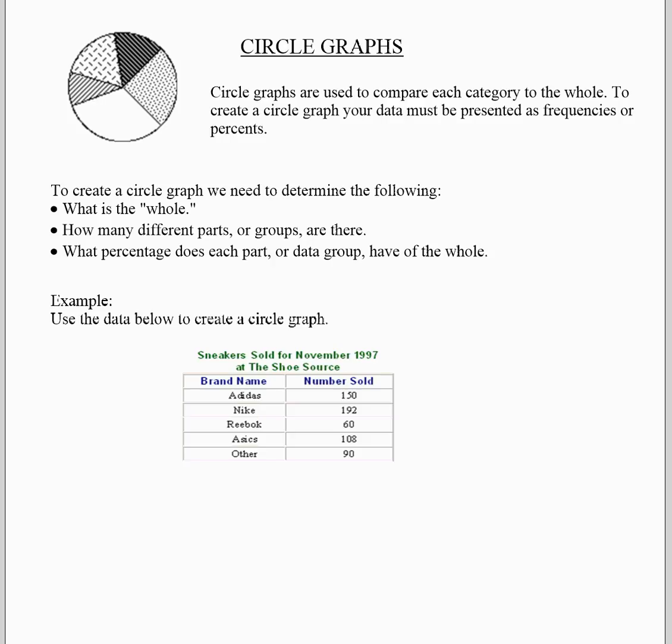And it's split into different segments or parts, and sometimes the circle graph is known as a sector graph as well. And often with circle graphs, you are converting your data into percentages. So you're looking at the data as a percentage of the whole.